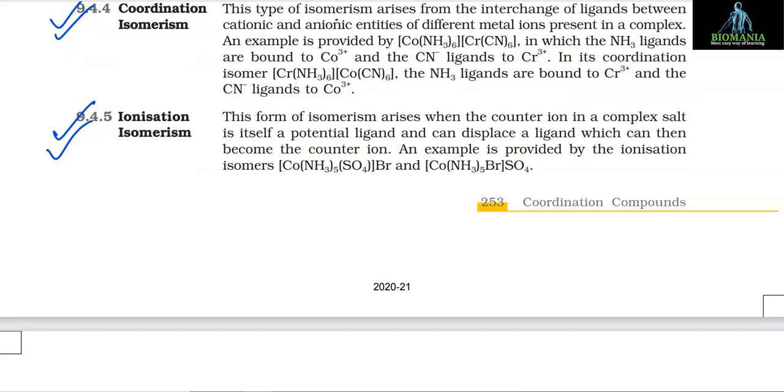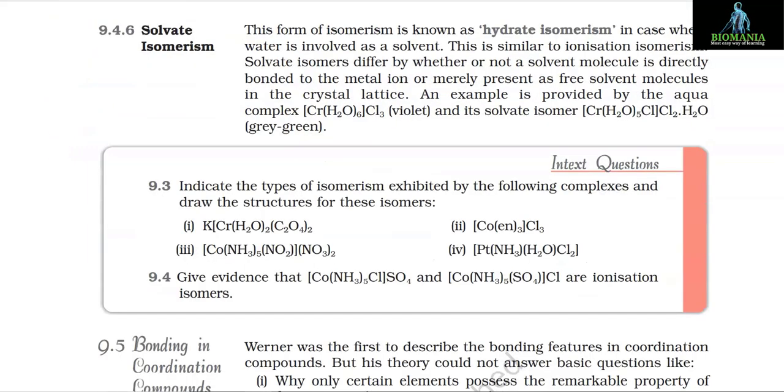9.4.5 Ionization isomerism. This form of isomerism arises when the counter ion in a complex salt is itself a potential ligand and can displace a ligand, which can then become the counter ion. An example is provided by the ionization isomers [Co(NH3)5SO4]Br and [Co(NH3)5Br]SO4. 9.4.6 Solvate isomerism.